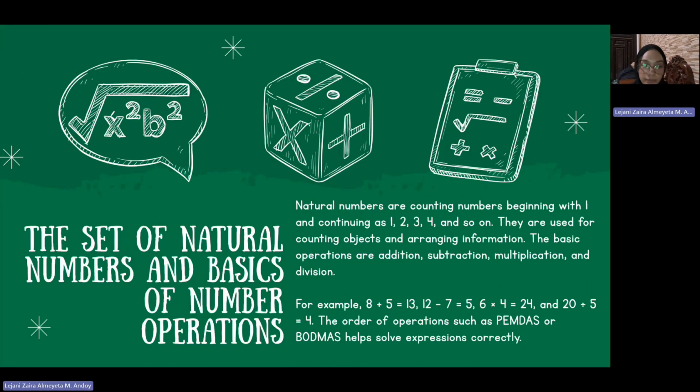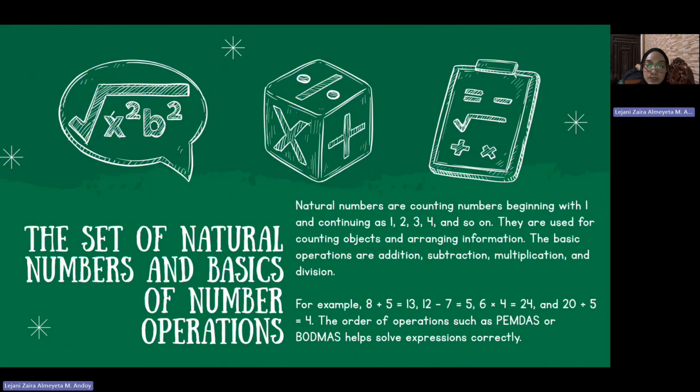First are natural numbers. Natural numbers are counting numbers such as 1, 2, 3, 4, and so on. We use them every day when counting money, people, or objects. There are also four basic operations, which are addition, subtraction, multiplication, and division.